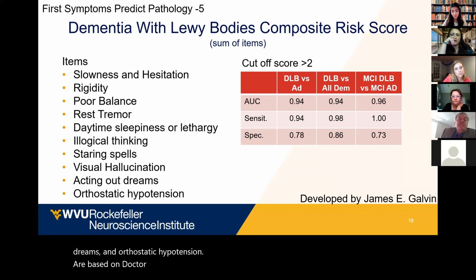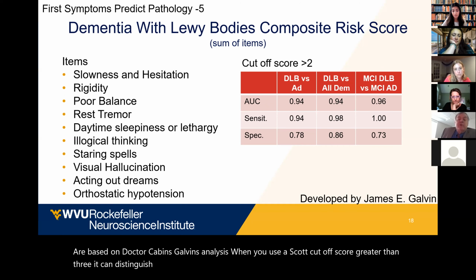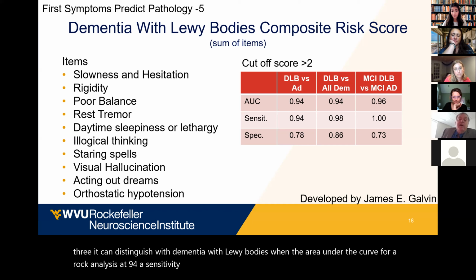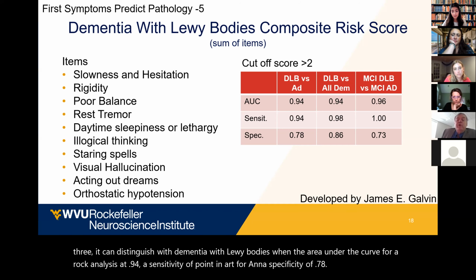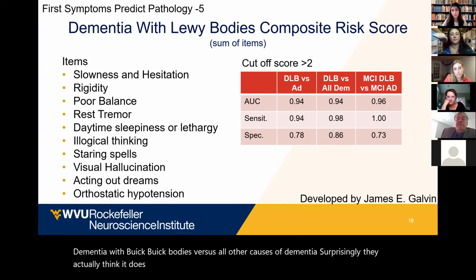Based on Dr. Galvin's analysis, when you use a cutoff score greater than 3, it can distinguish dementia with Lewy bodies with an area under the curve for a ROC analysis of 0.94, a sensitivity of 0.94, and a specificity of 0.78. That is dementia with Lewy bodies versus all other causes of dementia. Surprisingly, they actually think it does better for distinguishing from Alzheimer's disease, because it's most often confused with Alzheimer's disease.